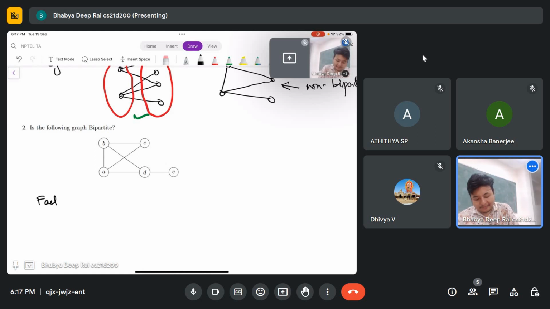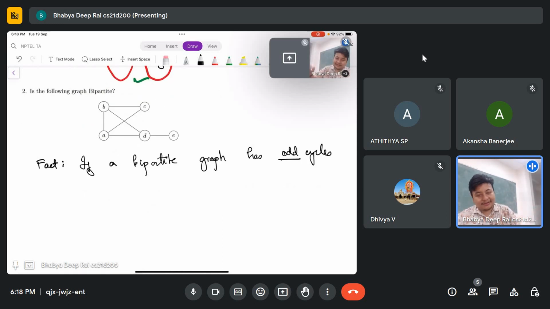The fact is, if a graph has odd cycles, which means the length of the cycle, the number of edges in the cycle, is odd, then it is not bipartite.